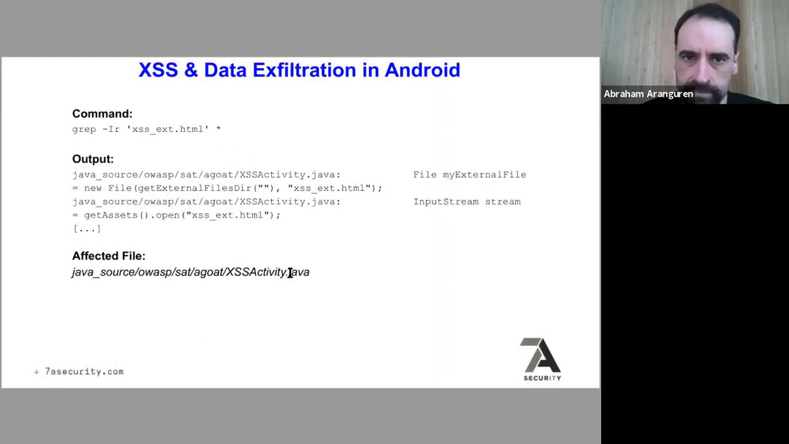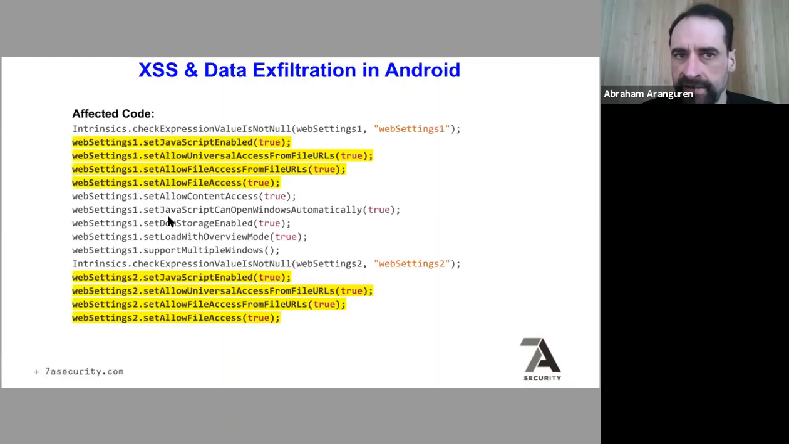the vulnerability. So you can find this XSSActivity.java, and it has insecure settings, and this is why it works, right? This used to be the default in Android 4.something, but since Android 4.3, I think, or around, this was no longer the default. But a developer can still enable this for any reason, and then the vulnerability is still possible on Android, right?